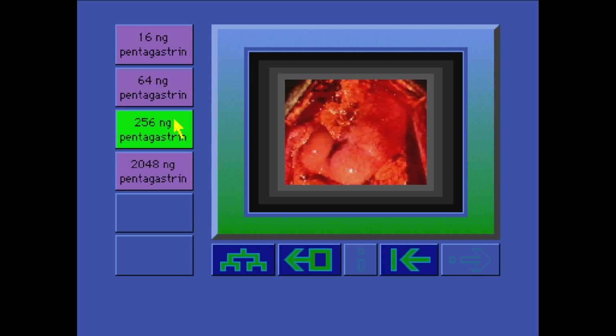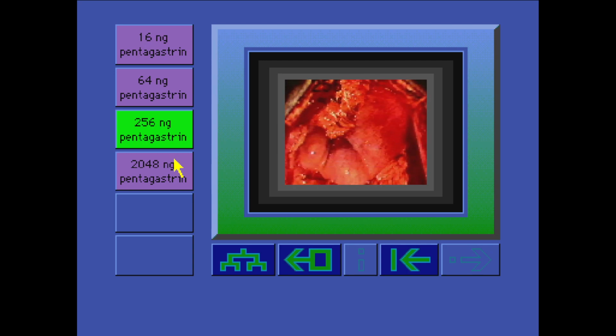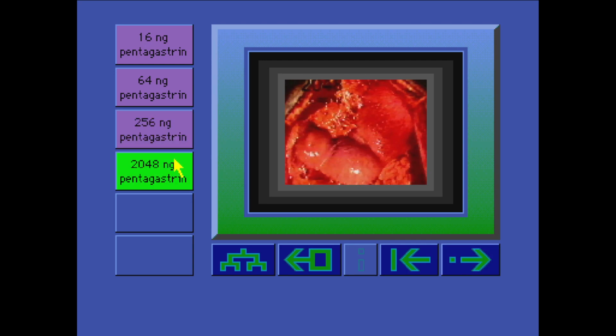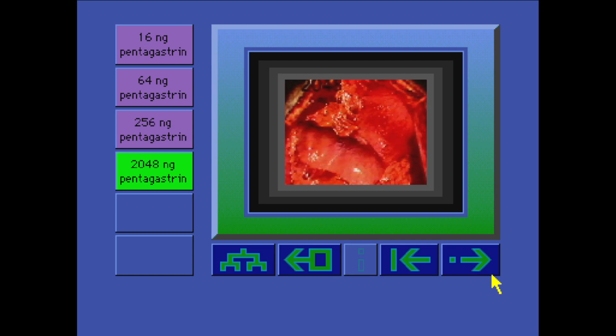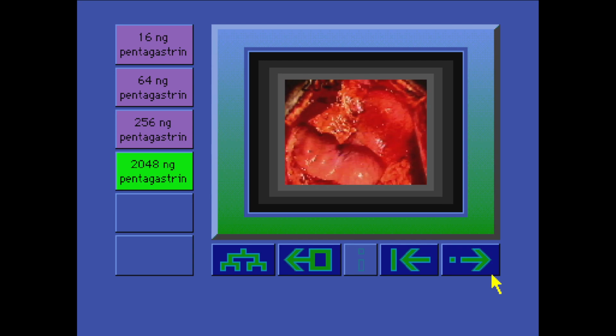At 256 nanograms, the corpus also starts to contract. Maximal activity, however, is not yet achieved. To see deep contraction waves initiated in the corpus and rolling over the antrum, up to 2048 nanograms need to be injected. At 2048 nanogram, maximal activity is induced. Strong, ring-shaped contractions starting in the corpus and rolling distally towards the pylorus can be observed.